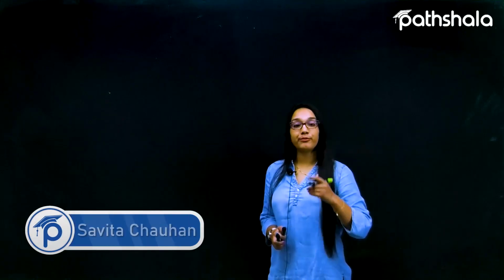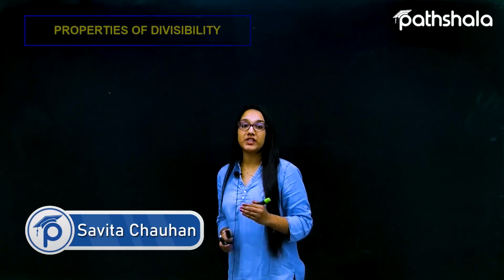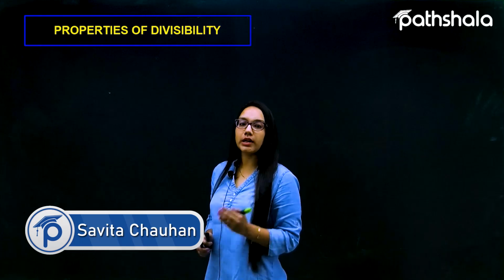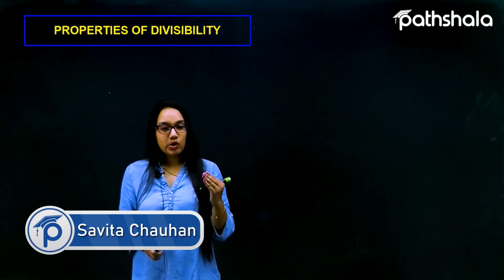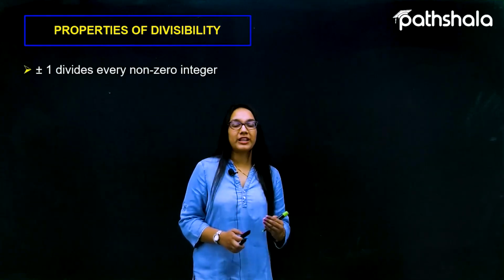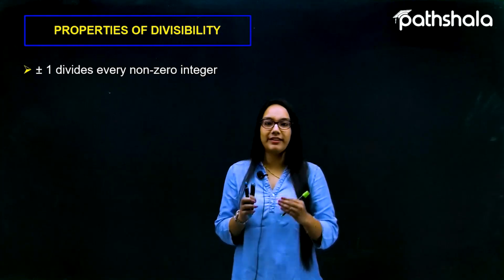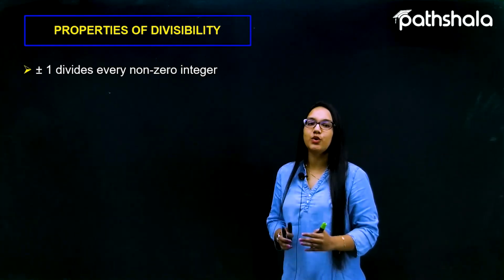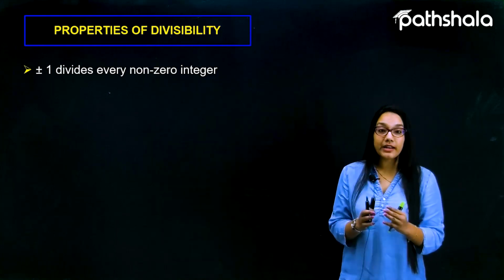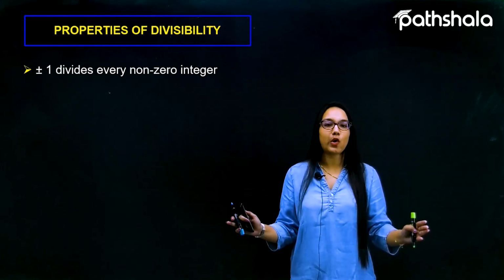On further, we will now discuss the properties of divisibility. What are the properties of divisibility? Let's start with property number 1. Property number 1 says plus minus 1 divides every non-zero integer. Plus minus 1 can divide any particular non-zero integer.